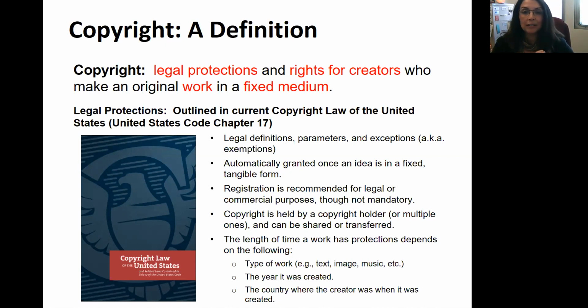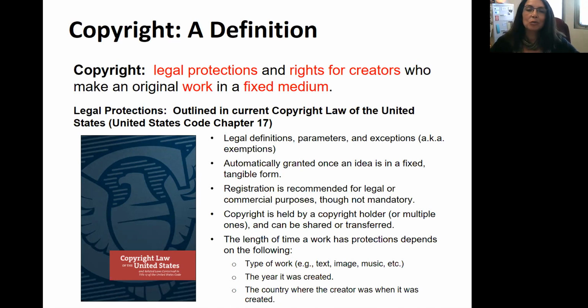Something else that is part of the legal protections of a copyright is that copyright is held by a copyright owner or multiple ones, and the copyright can be shared or transferred. So for instance, I could transfer my image of my dog Marley to somebody. I can sell this picture to somebody for say $500 and they own the copyright for this image of my dog Marley.